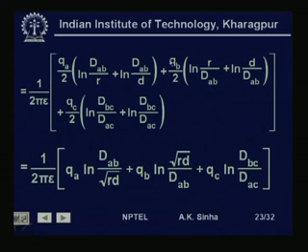Similarly, the charge due to conductor B will be QB by 2 into ln r by dAB plus ln D by dAB, plus due to the charge on conductor C, QC by 2 ln dBC by dAC plus ln dBC by dAC.